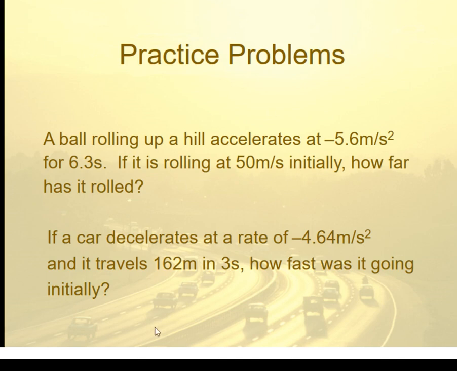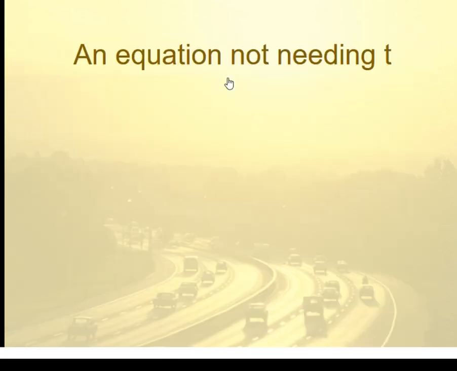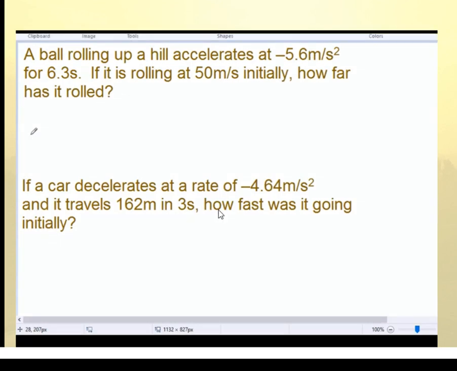How are we going to solve these? All right, for this problem, we've got a ball rolling up a hill, and it accelerates at a negative 5.6 meters per second squared. A lot of times people will say, well, isn't that deceleration? Well, in physics, we'll just call it acceleration, whether it's negative or positive. The sign's going to tell us what it's doing, whether it's slowing down or whatnot. In this case, it would be slowing down for 6.3 seconds. If it's rolling at 50 meters per second initially, how far has it rolled?